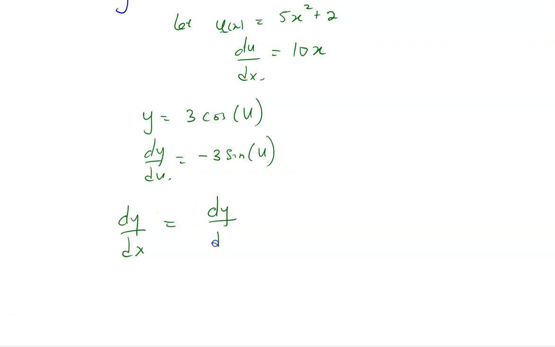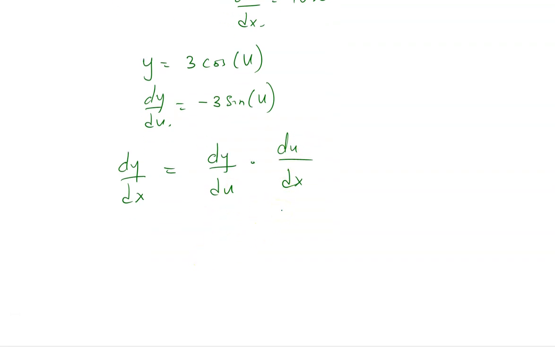The dy on du multiplied by what? The du on dx. So you can see that it's the shortest form. It's very simple. It is called the chain rule because they are linking. The u is linking them. So at this point, we can just substitute.